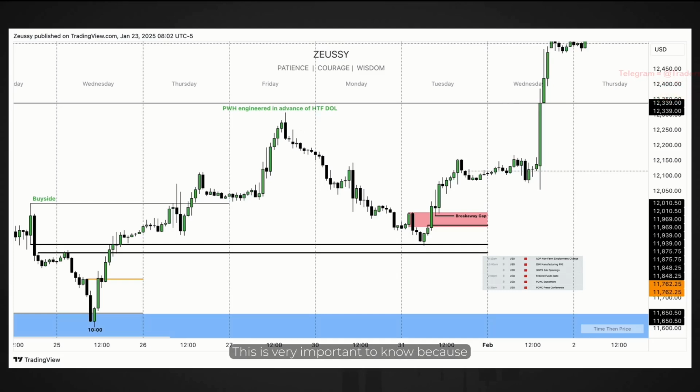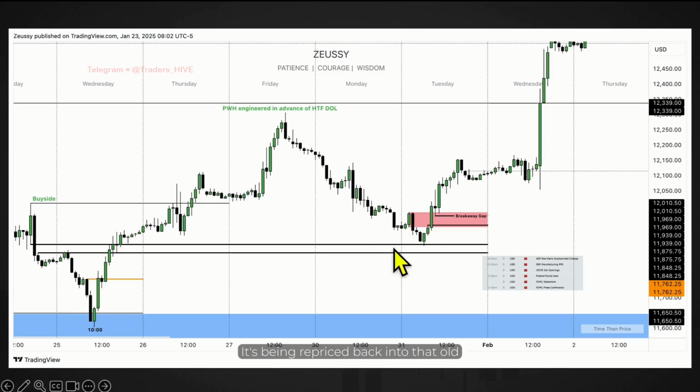This is very important to know because this shows you how liquidity is constantly being engineered and how true manipulation is taking place. We see the market expand towards the downside, and this is the sell side of the curve which is being established. Notice what the market is being repriced back into.